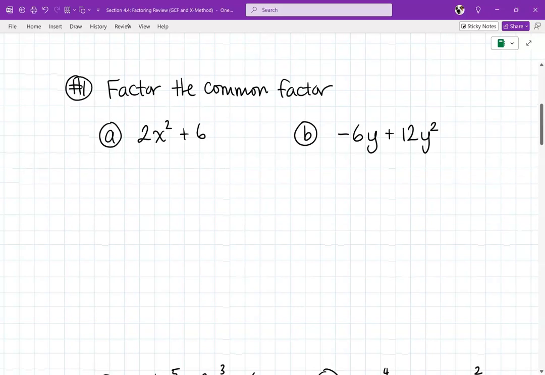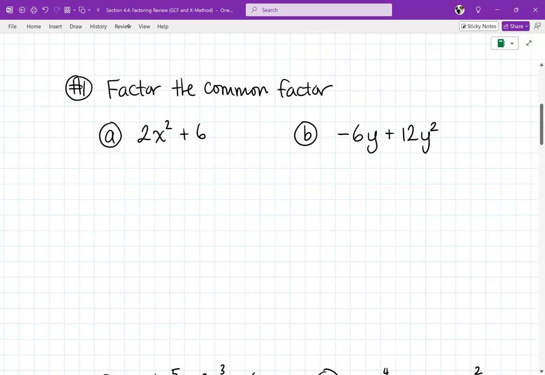But notice how right here we have number one, factor the common factor, okay? So sometimes it's just numbers, sometimes it's just letters, sometimes it's numbers and letters, sometimes it's a sign, okay? So it can be a lot of different things. Anytime you see a leading negative, my habit is to factor out the negative, okay? Because I don't like to see negatives in the very front unless they're in front of a parenthesis. So that's just my habit. That's something I like to do. But always look to see what do they have in common, okay?